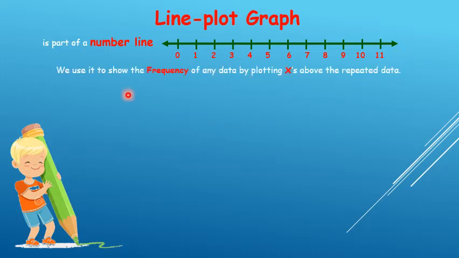Here our line plot means we use it to show the frequency of any data by plotting x above the repeated data. Frequency means repeated data. When we have repeated data, we put x above this data. And how many times is it repeated? One time, put 1 x. Two times, we put 2 x's, and so on. Okay?